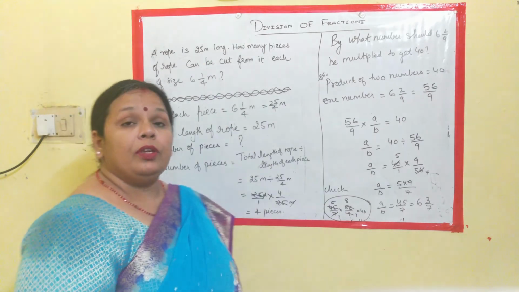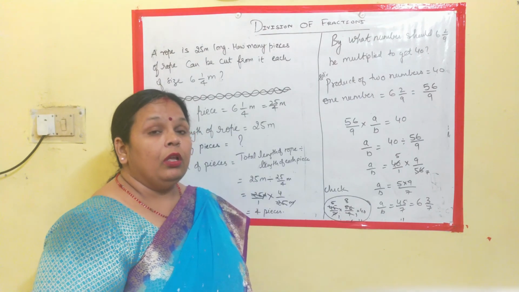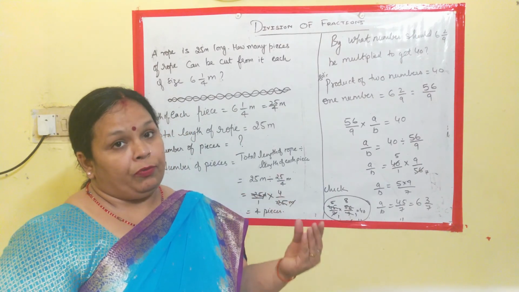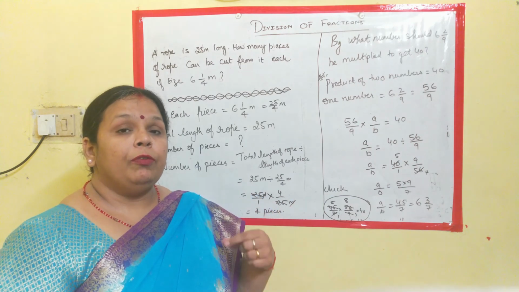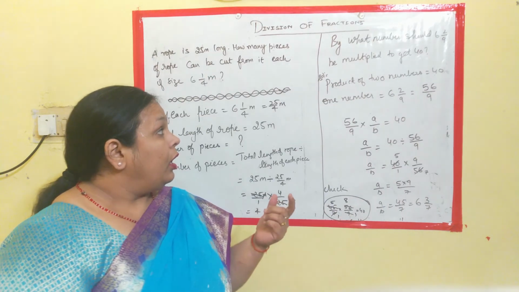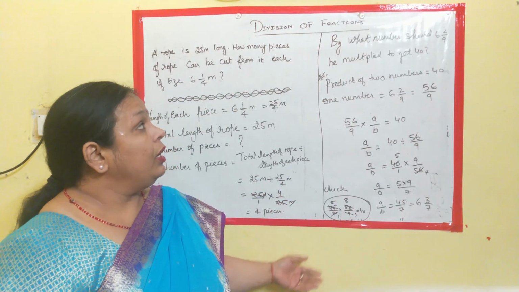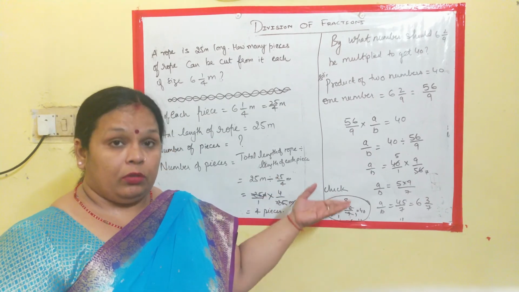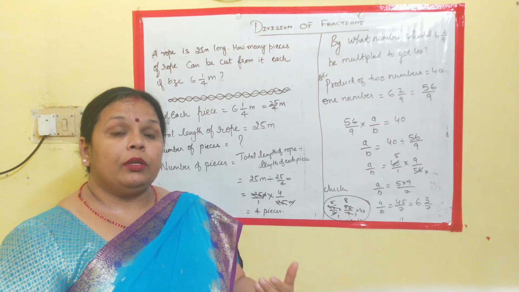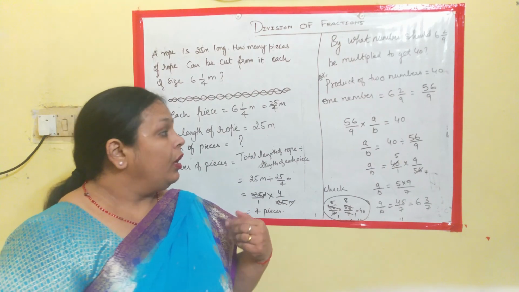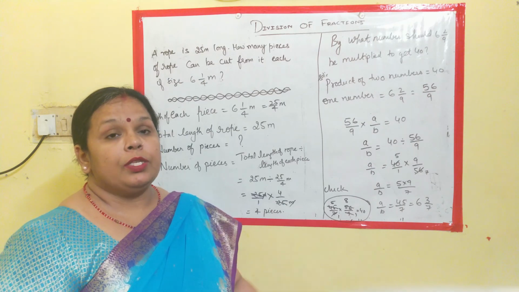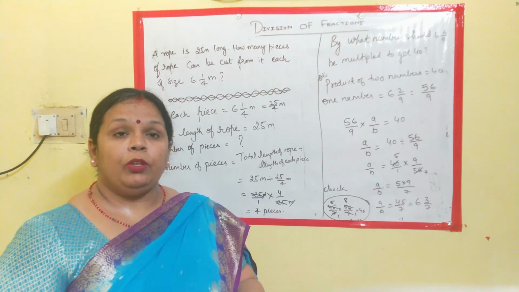So, we have seen a variety of questions where we have seen division by a whole number, division of a whole number by a fraction, division of two fractions, division of a whole number by a mixed fraction, or a mixed fraction divided by a fraction, word problems, then what should be multiplied to get a given number, or if the product and one of the numbers is given, find the other number. A variety of questions we have solved. Hope the concepts are clear and you will be able to solve the assignments. Ending the session now. We'll meet soon with the next chapter.